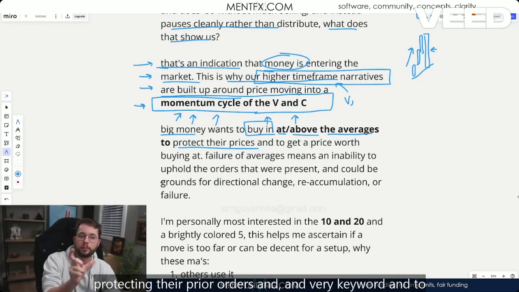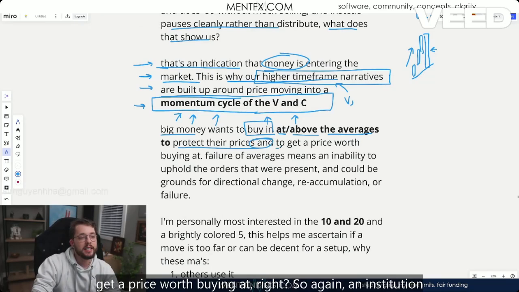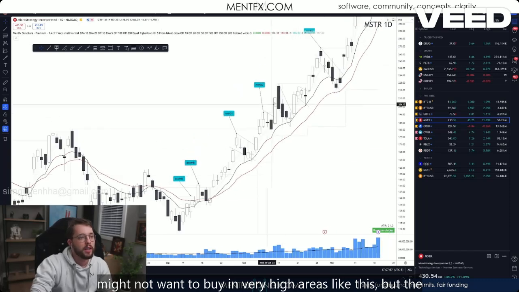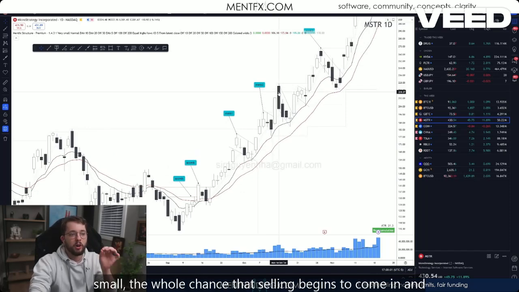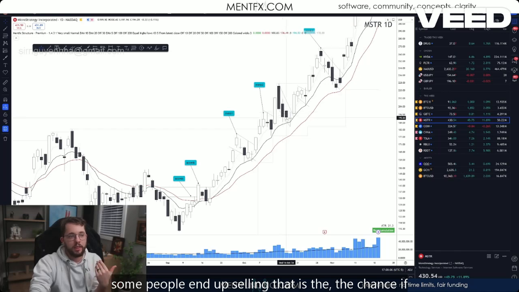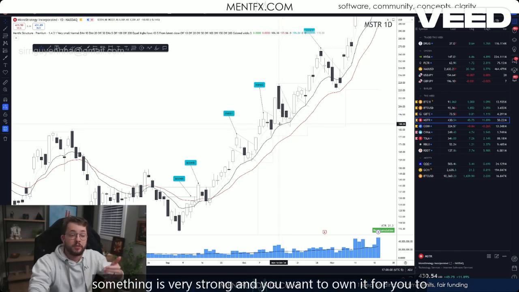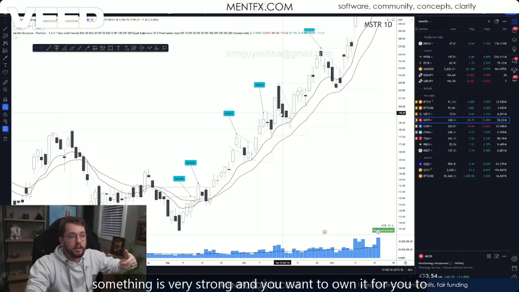This is protecting their prior orders, and very keyword, and to get a price worth buying at, right? So again, an institution might not want to buy in very high areas like this, but the small chance that selling begins to come in and some people end up selling, that is the chance, if something is very strong and you want to own it, for you to get back in.